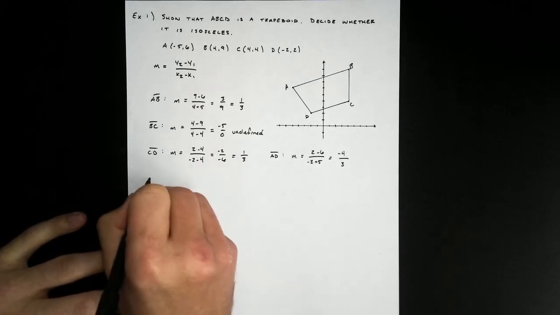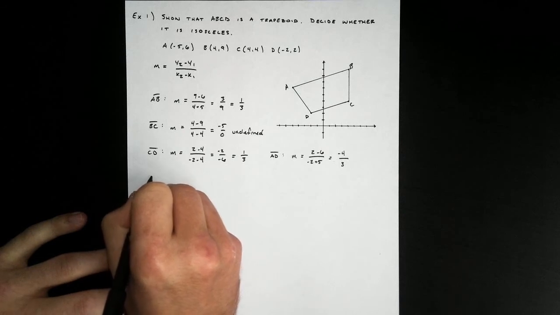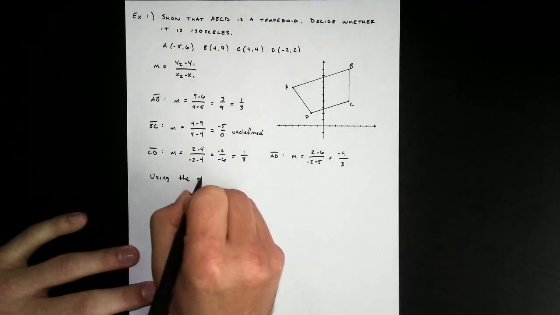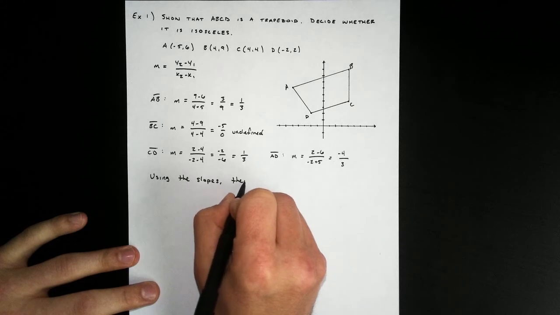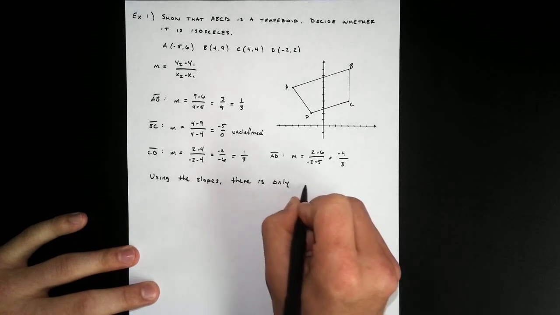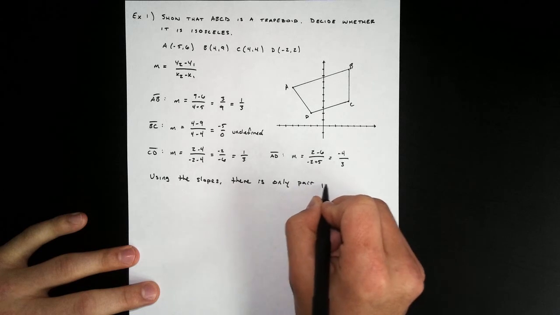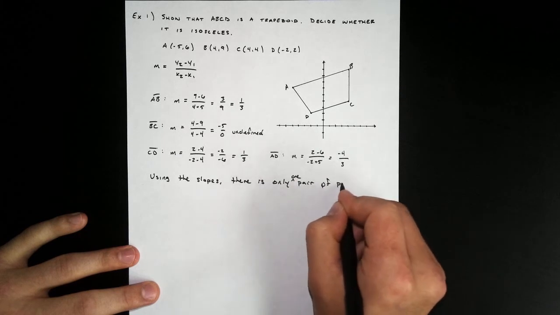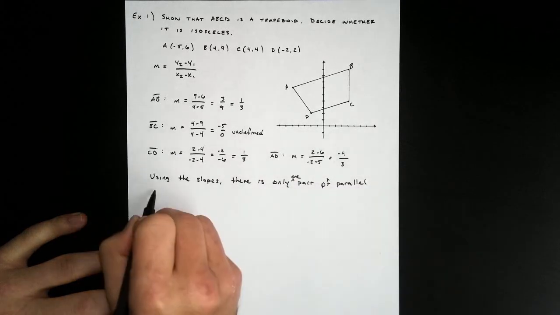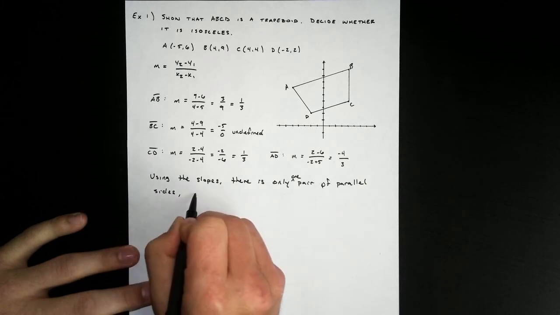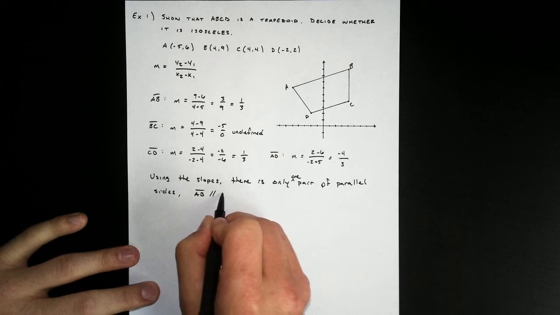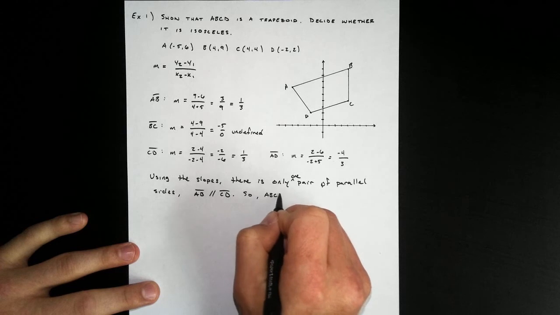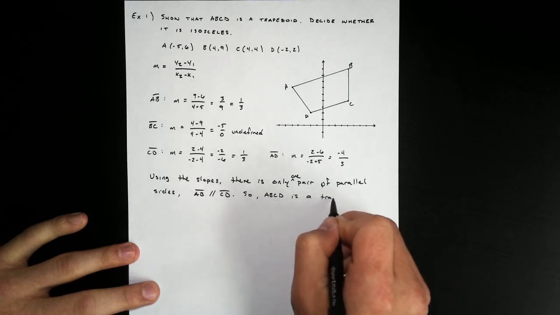So let's just summarize that a little bit here. Using the slopes, there is only one pair of parallel sides, and that is that AB is parallel to CD. So that means that ABCD is a trapezoid by the definition.